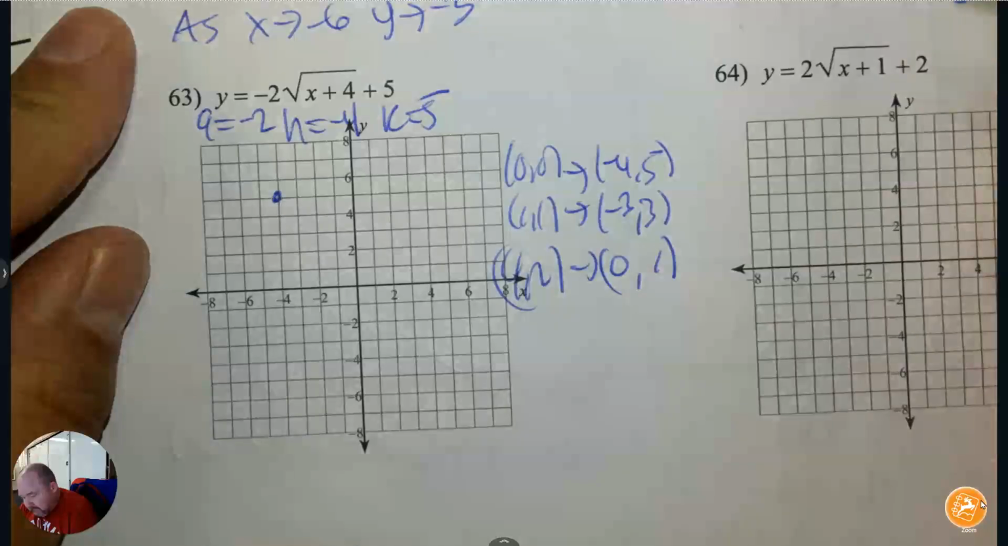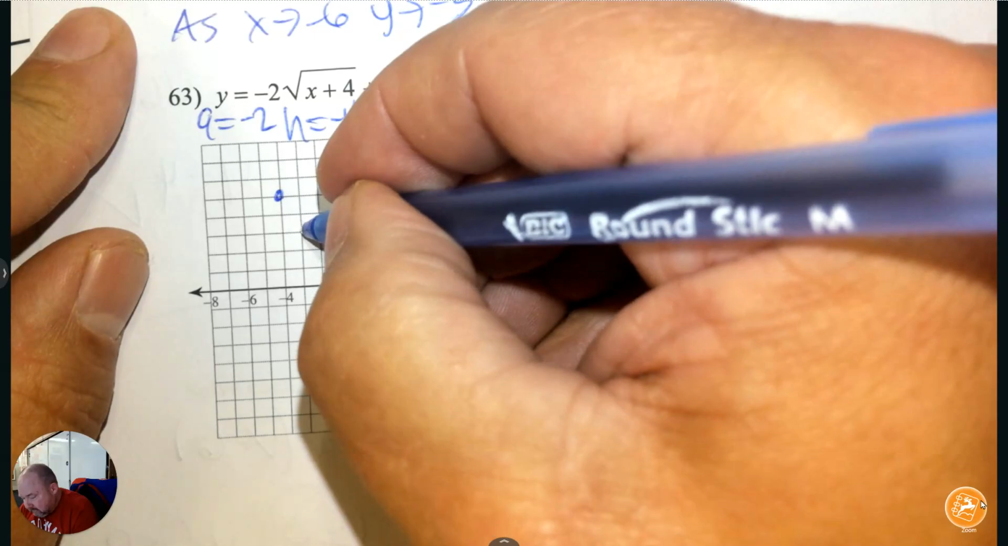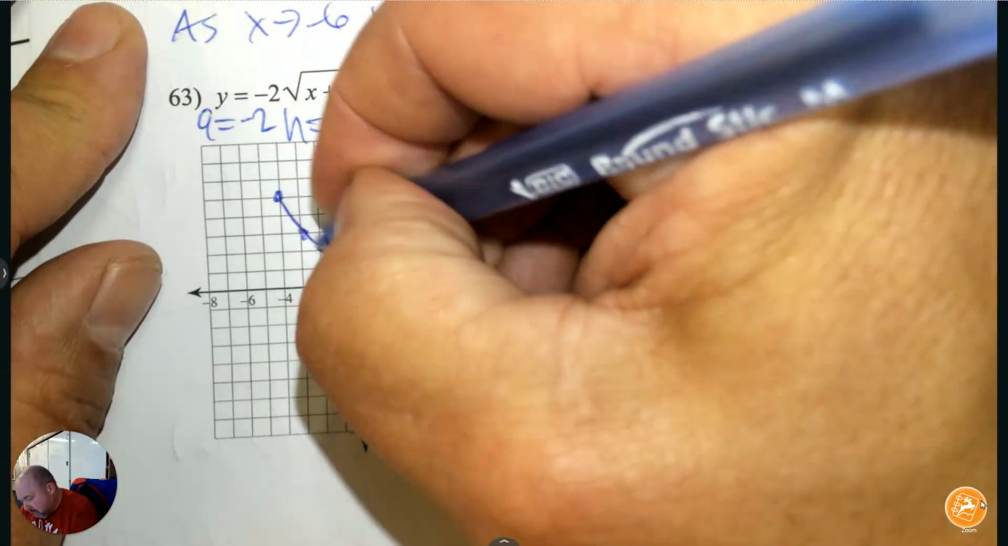So -4, 5, -3, 3, and 0, 1. And then we'll curve.